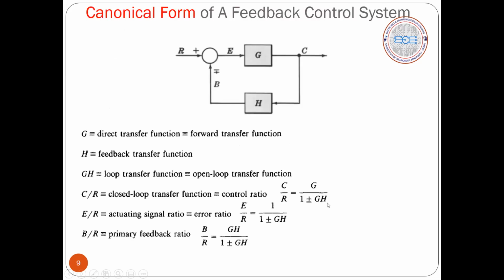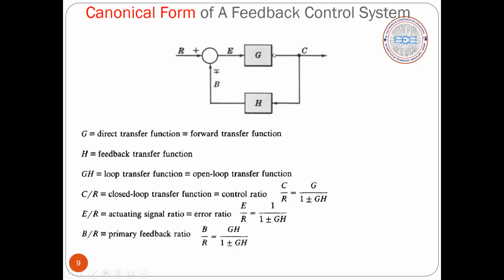Okay, so next is the canonical form of a feedback control system. Canonical form says a standard mathematical form of a feedback system. So here also we have a standard representation of a block diagram, the canonical form of a control system. The standard control system block diagram looks something like this.